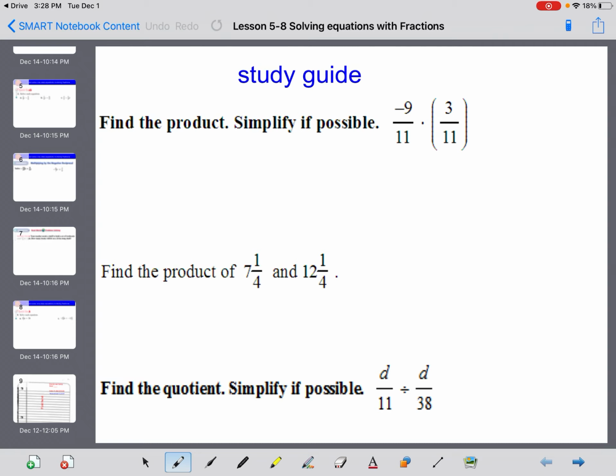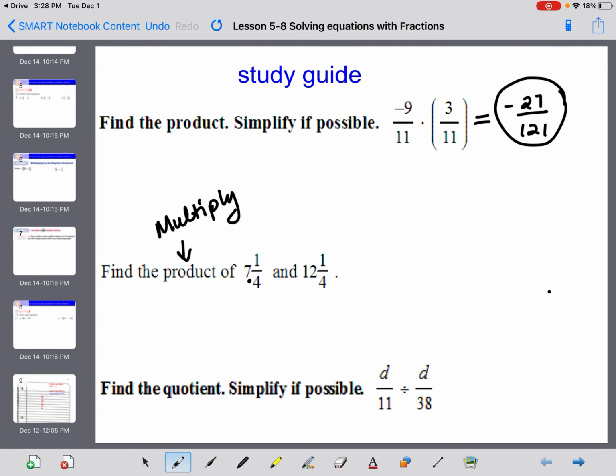For the first one, to multiply fractions, you learn to multiply straight across, and you get negative 27 over 121. For the next one, the word product means multiply. In order to multiply, you need to first convert to an improper fraction. And so, 29 fourths times 49 fourths. So 29 times 49 is 1,421 over 16.